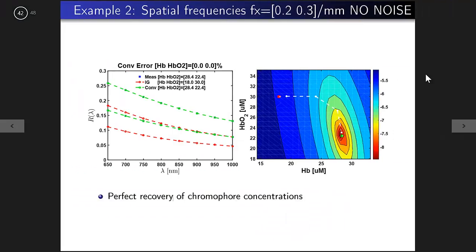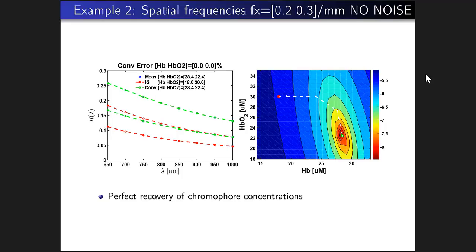So using this spatial frequency and no noise, look, we converged exactly to the right value. That's because we did the inverse crime. We used measurements that were derived from our model function. But you can see now that the actual measured data is sitting right in here. You're going right into that trough.